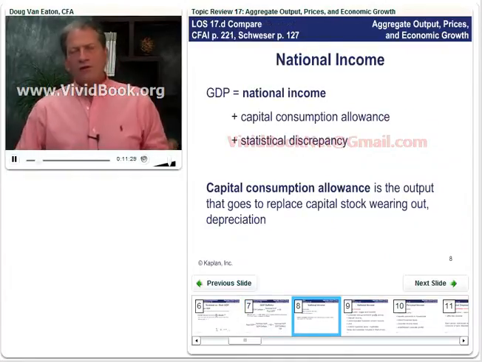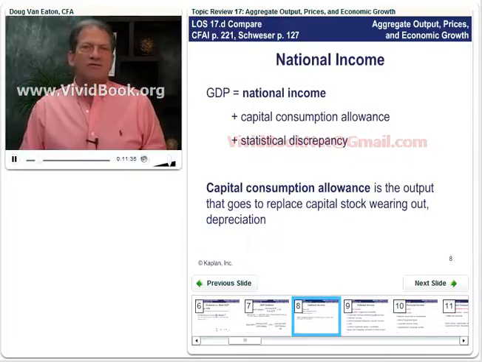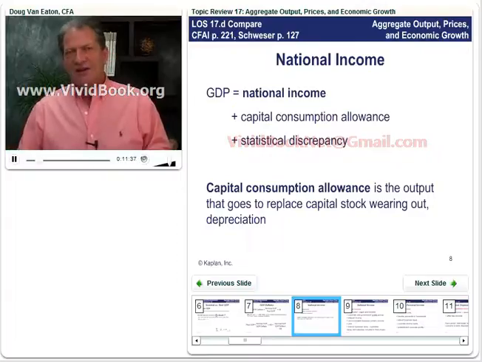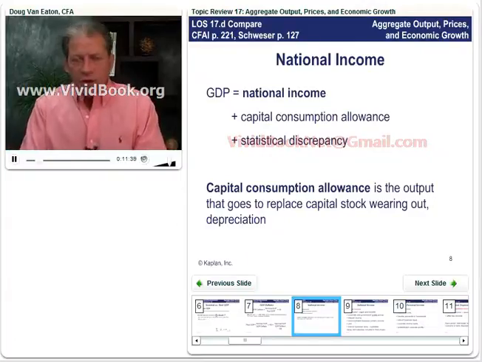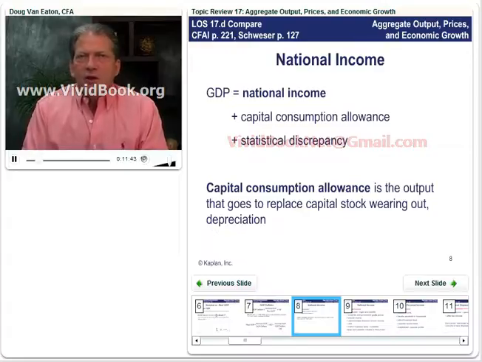Well, we're going to define a couple more types of income. Now, GDP is our best measure of economic activity in an economy, in a country. But we also have use for some other measures here. Now, GDP, it says here, equals national income plus capital consumption allowance plus statistical discrepancy.